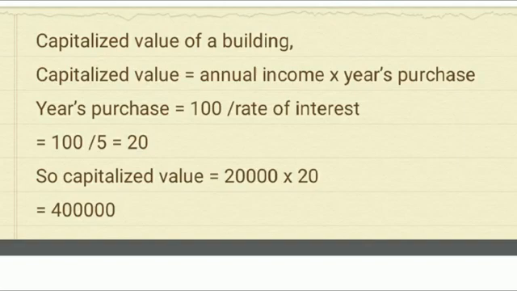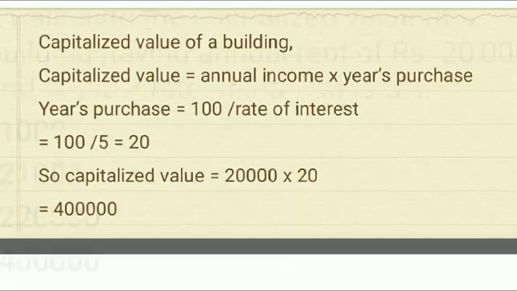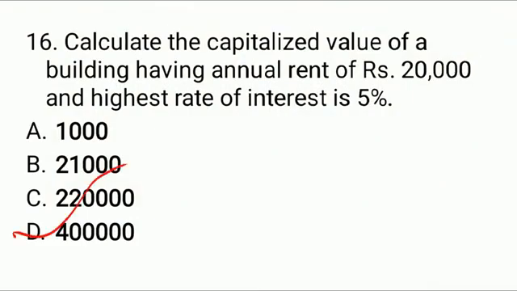Okay, so capitalized value of a building is equal to annual income into years purchase. Right, so how can years purchase be calculated? 100 by rate of interest, that is 100 by 5. So 100 by 5 is equal to 20. So capitalized value is equal to 20,000 into 20, that is 4 lakhs. Okay, so our answer will be D. Got it? Next question.